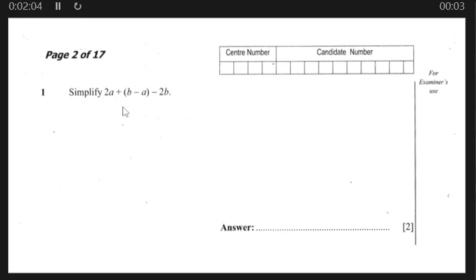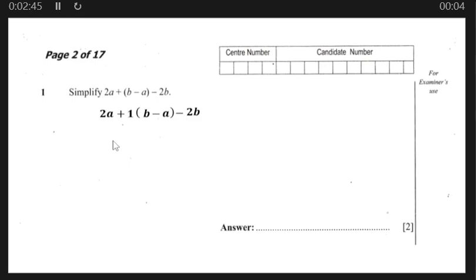For the sake of understanding, because on my channel it's my aim to make the people that visit understand whatever we are doing, we are going to rewrite this expression as 2a plus, then between the plus and the brackets, the 1 which they don't write, but we are going to write it. Then open brackets b minus a close brackets minus 2b.